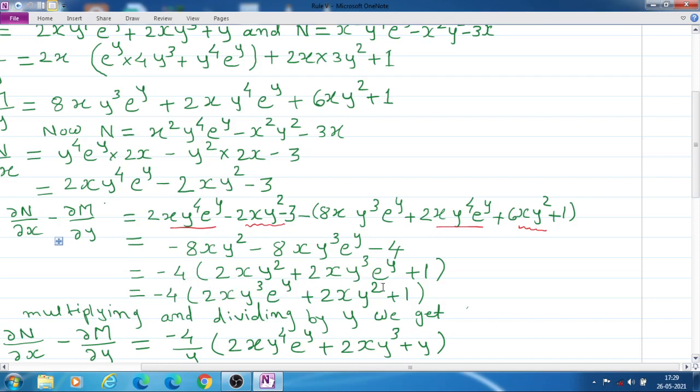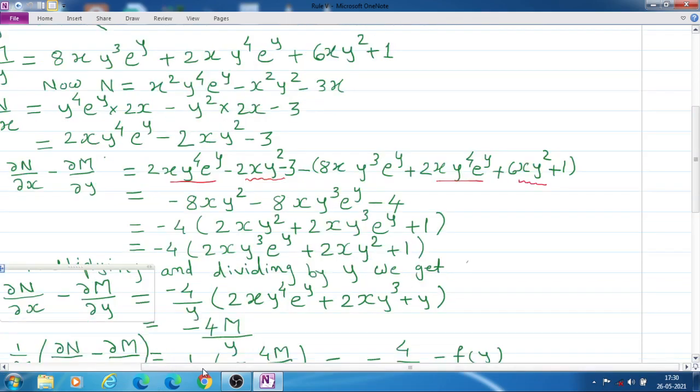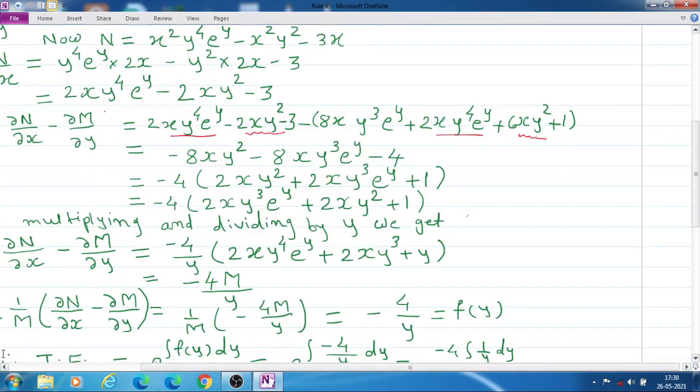So from these three terms we can take minus 4 as common, and we get 2x y square plus 2x y cube e raised to y plus 1. You see these terms in the bracket, if we write the first term as 2x y cube e raised to y and then 2x square y x y square plus 1, then the value in this bracket is nothing but capital M if we divide the bracket by y.